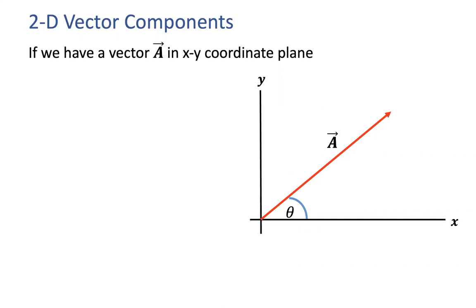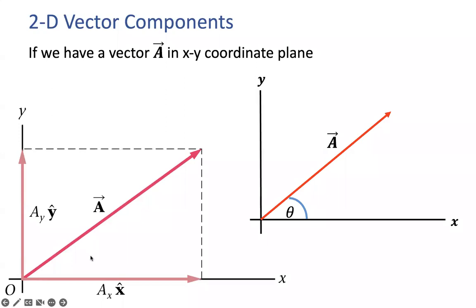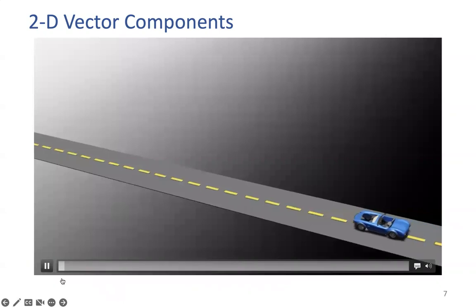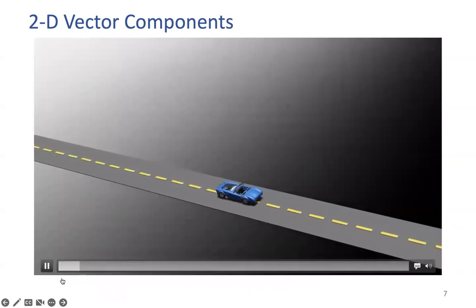With two-dimension vector quantities, we should be able to go from this representation to other representations, to talk about how big is the x component of the vector A and how big is the y component of the vector A: an x component along the x direction, a y component along the y direction. So in this video, we have one of the examples.